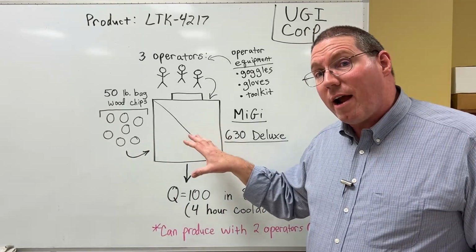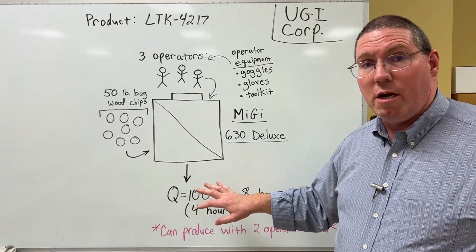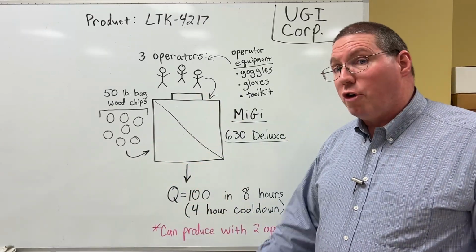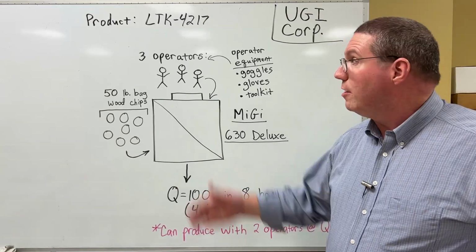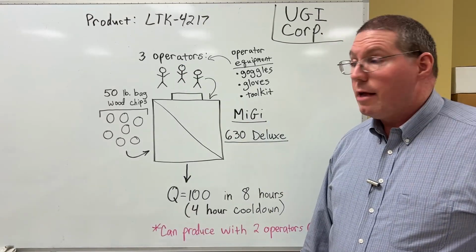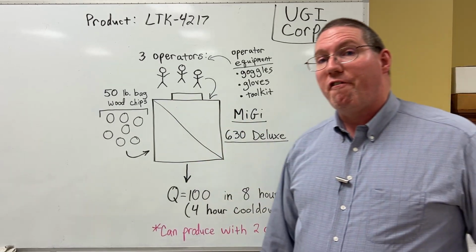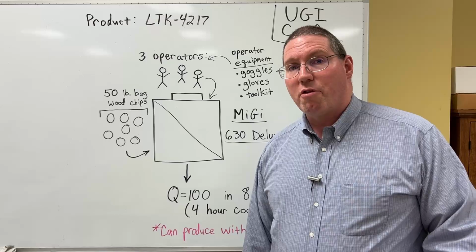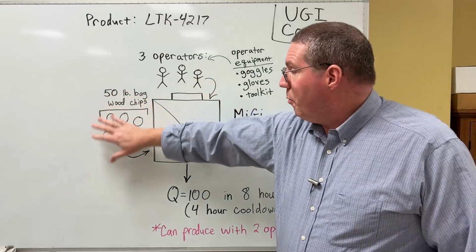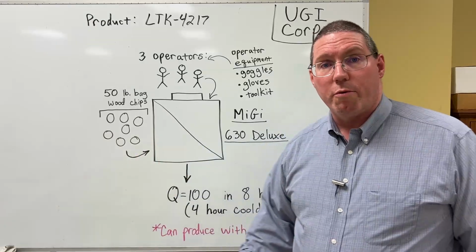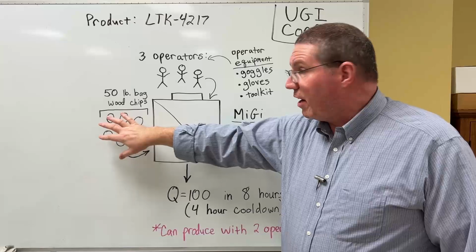It's not like they can say, well, we don't need the machine today. The machine is there. It's in the factory. They already have it. They have to make the payment on the machine whether they produce or not. But if they don't produce, they don't have to pay for wood chips or for their operators. So the machine, the MIGI 630 Deluxe, is a fixed resource, and it accounts for fixed costs. But the operators and the wood chips are variable resources, and so they account for the variable costs.